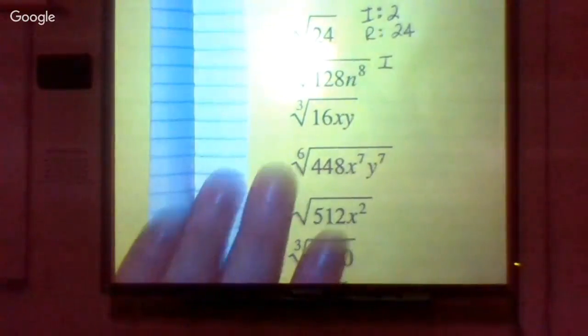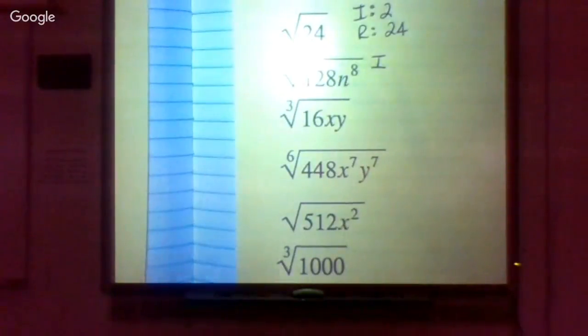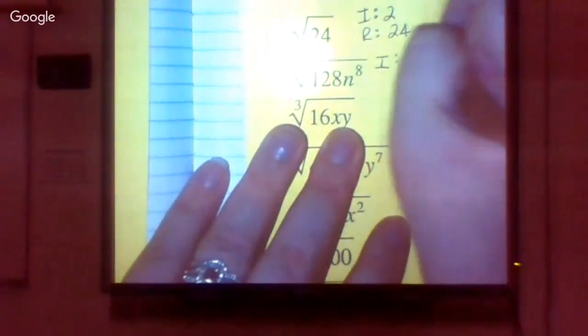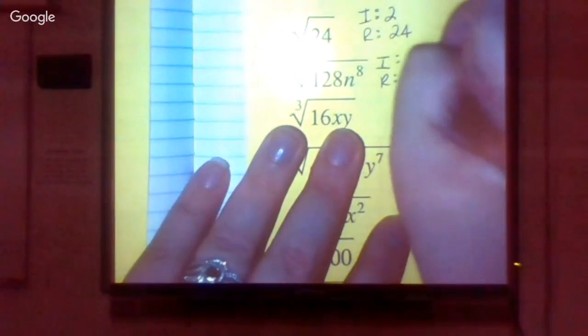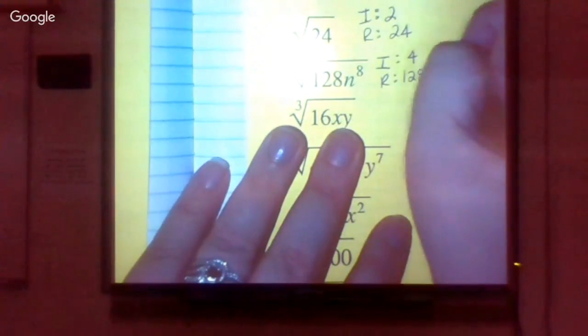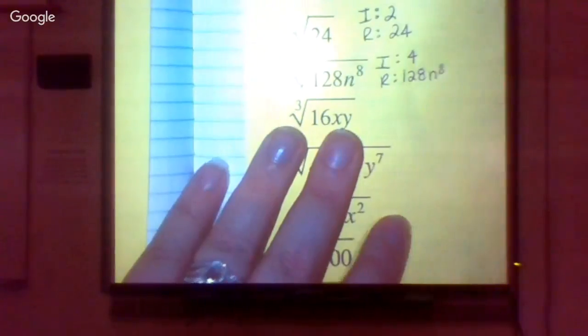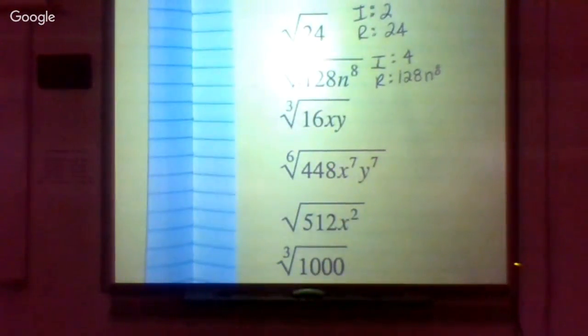Okay, the next one. What is my index? 4. And what is my radicand? 128 and the 8th. Okay, it's everything underneath that symbol, not just your numbers. Go ahead and take a couple minutes and do the rest of these examples, and we'll go over them.